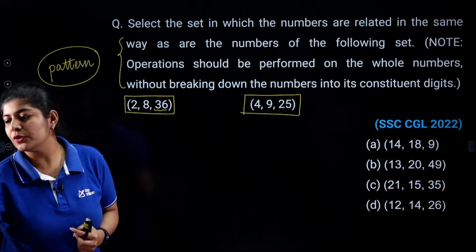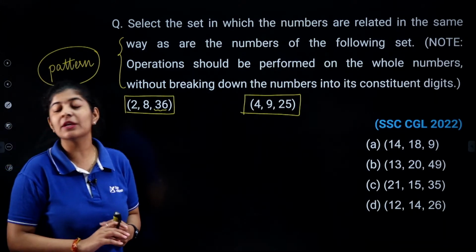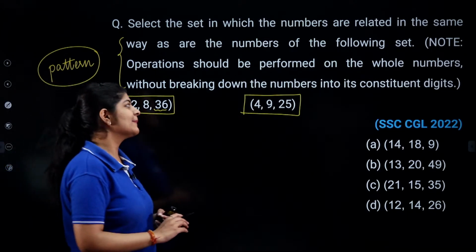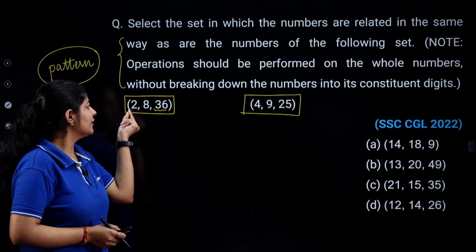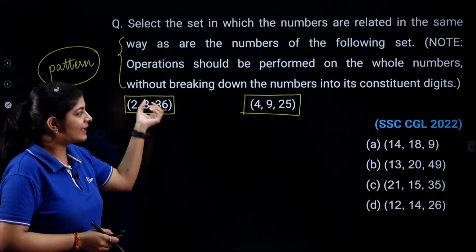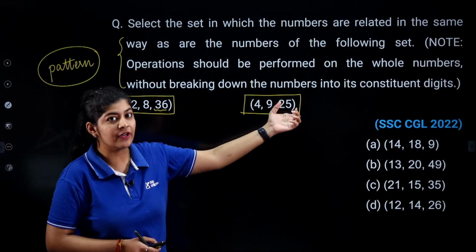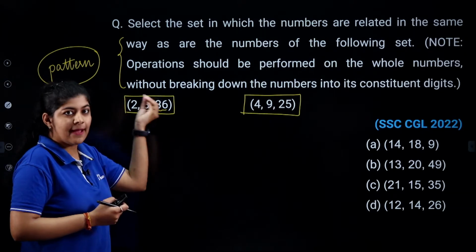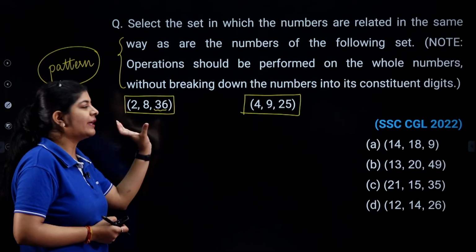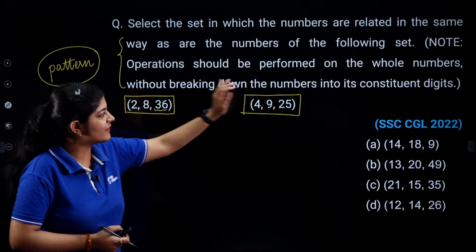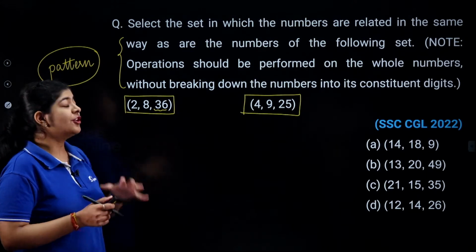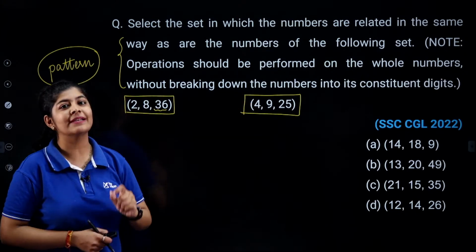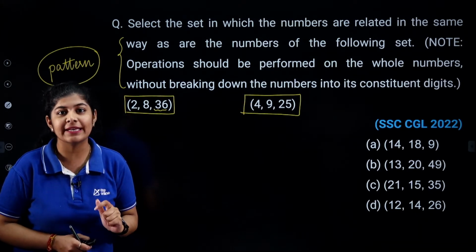I request all of you to attempt this question once and let me know your answers in the comment section. Just try to solve this particular question. Here we are having 2, 8, 36 and the next clue is 4, 9, 25. You just need to figure out what pattern we are getting, and identify the similar pattern in the options. If you see the given patterns carefully, you can easily determine the correct answer.